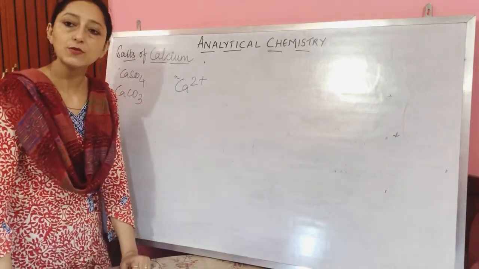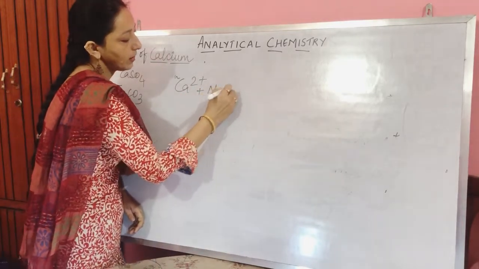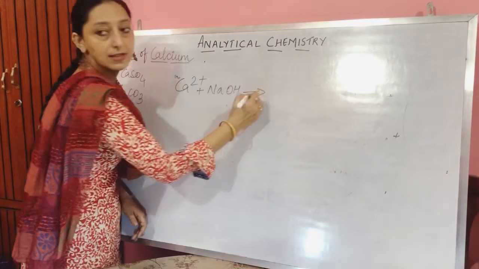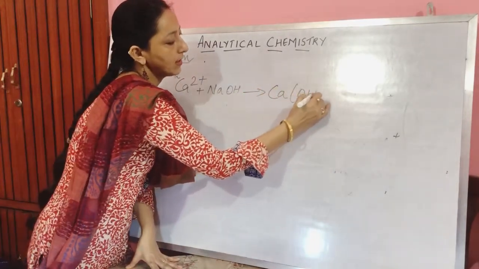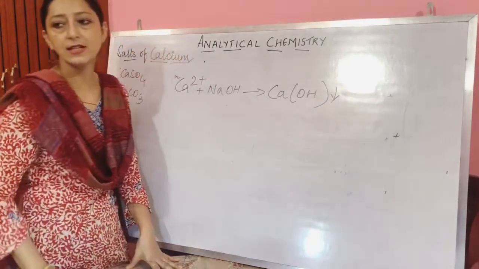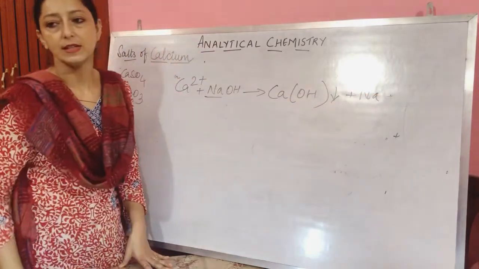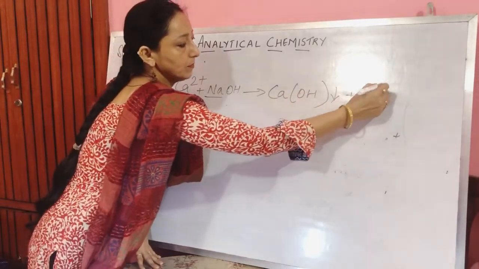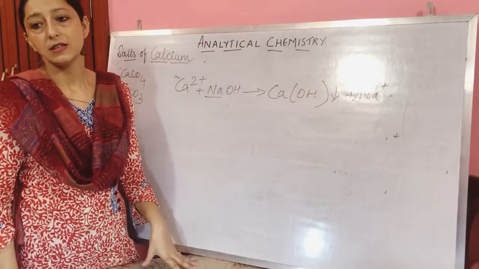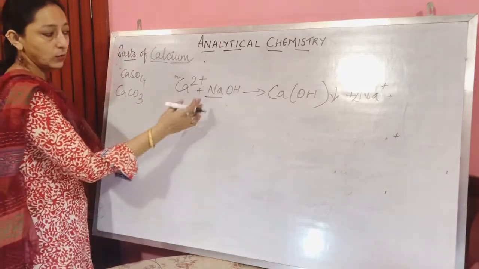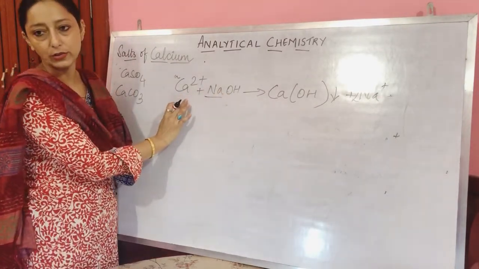Now what is the action of sodium hydroxide? Sodium hydroxide, when added to calcium ions, forms a white precipitate of calcium hydroxide, and sodium ions are released. The precipitate is insoluble, even when we add excess of sodium hydroxide to this calcium ion solution.